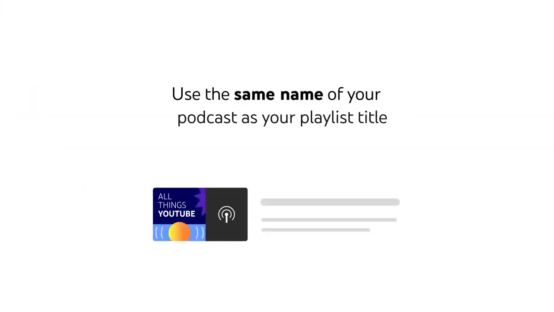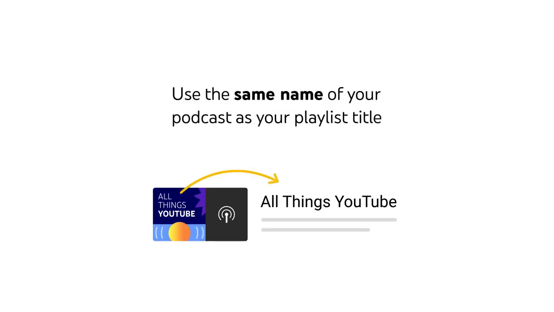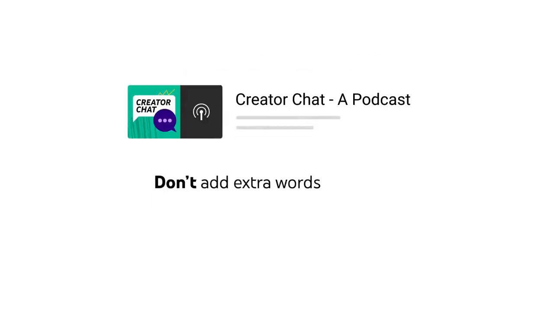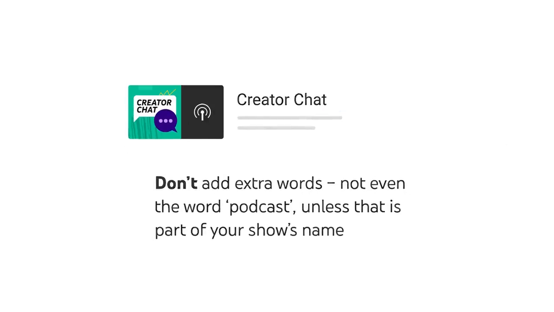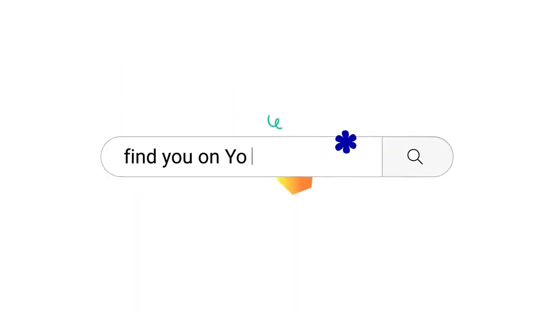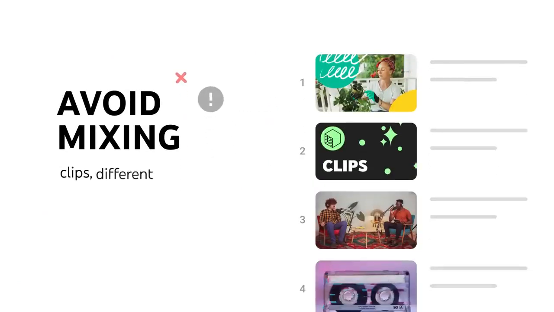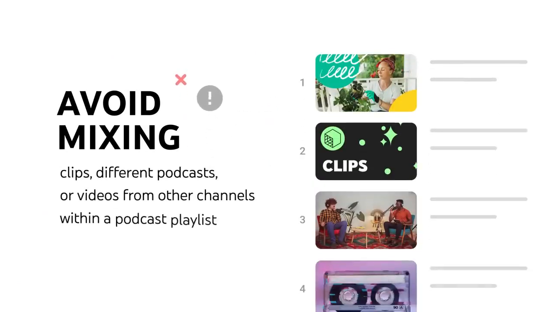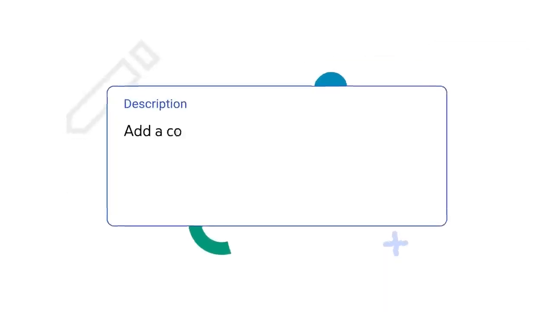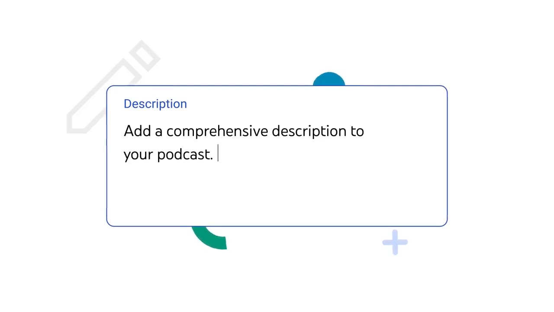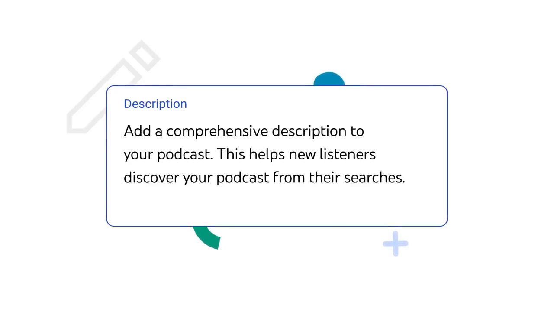Next, use the same name of your podcast as your playlist title. Don't add extra words, not even the word podcast, unless it's part of your show's name. This makes it easier for your audience to find you on YouTube. Also, avoid mixing clips, different podcasts, or videos from other channels within a podcast playlist. Finally, add a comprehensive description to your podcast. This helps new listeners discover your podcast from their searches.